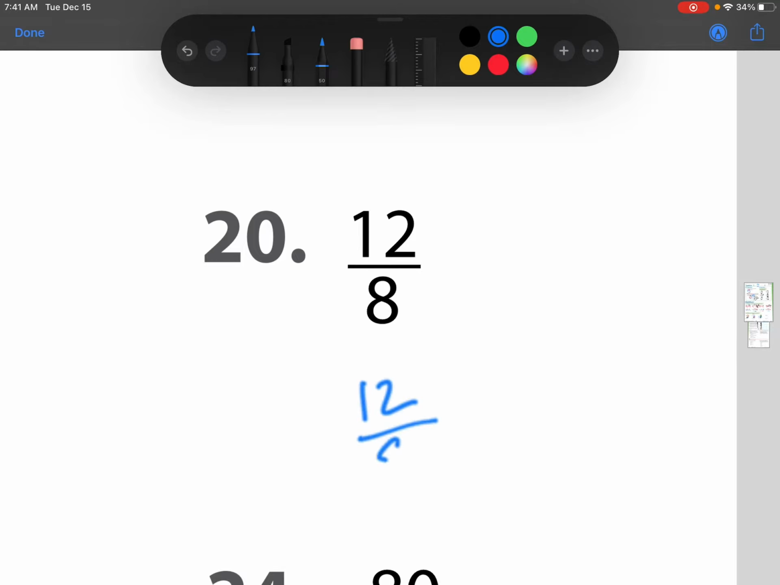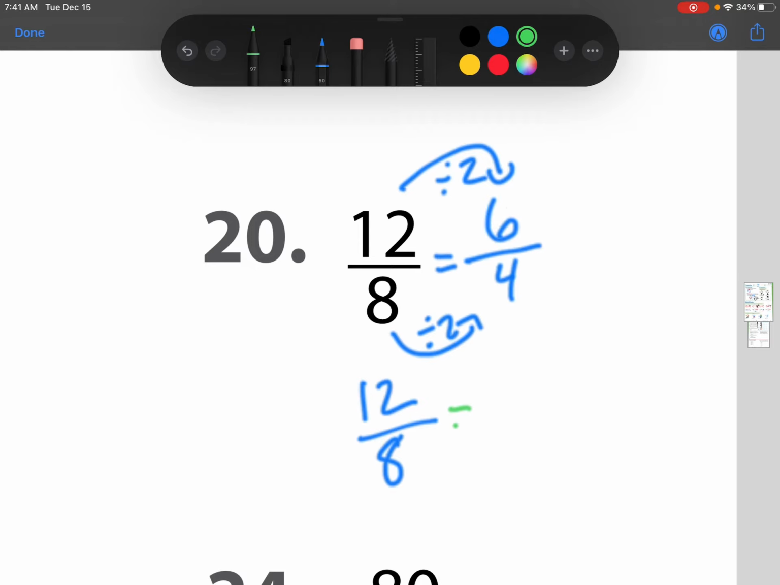12/8. So they're even, so I can divide it by 2. So I divide the numerator and denominator by 2. 12 divided by 2 is 6. 8 divided by 2 is 4. And then our next one, we can't do 2. We can't do 3 because this bottom number isn't divisible by 3, but we can do 4 again. So let's divide it by 4. 12 divided by 4 is 3. 8 divided by 4 is 2, for 3 halves.